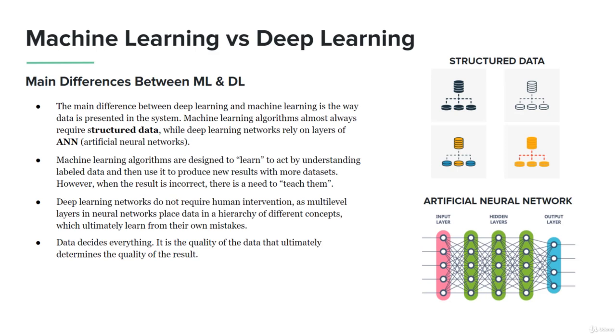So data decides everything. It is the quality of the data that ultimately determines the quality of the result. You can have not-so-great data and run it through deep learning algorithms and then have problems, and you can also do the same with machine learning, but it's really about making sure you have quality data and that you understand what the machines are looking for, whether you're doing a machine learning algorithm or working with artificial neural networks. So that's going to be it for the differences between machine learning and deep learning, and we'll see you on the next one.